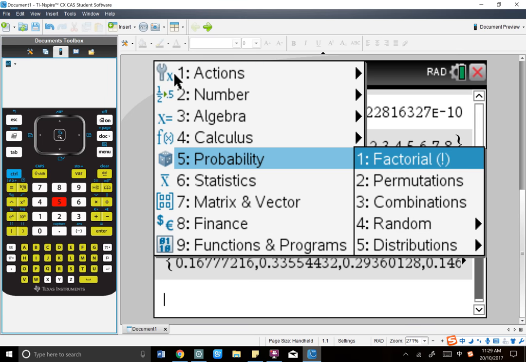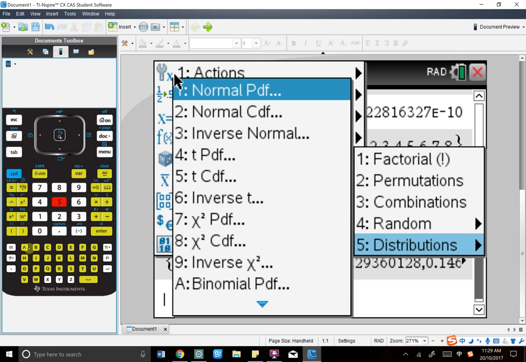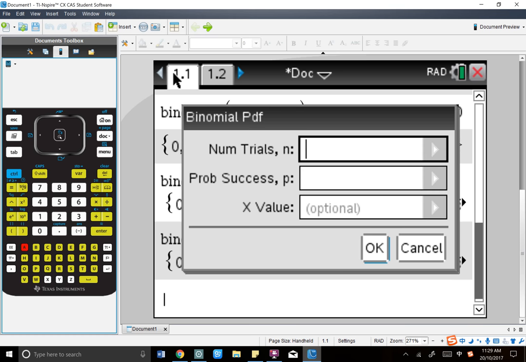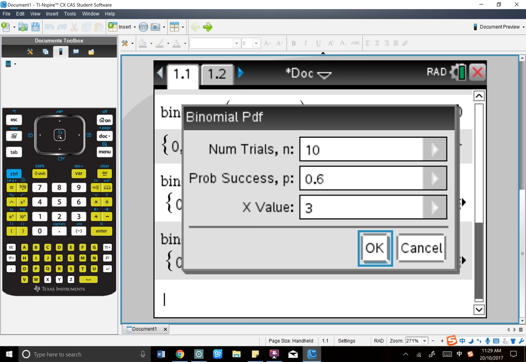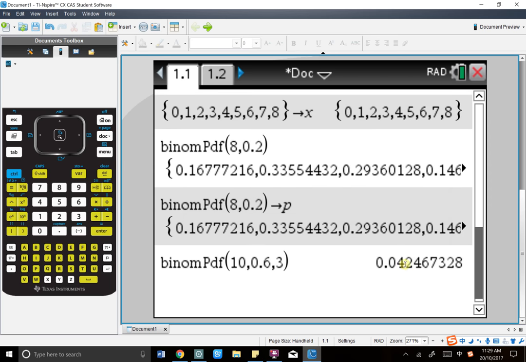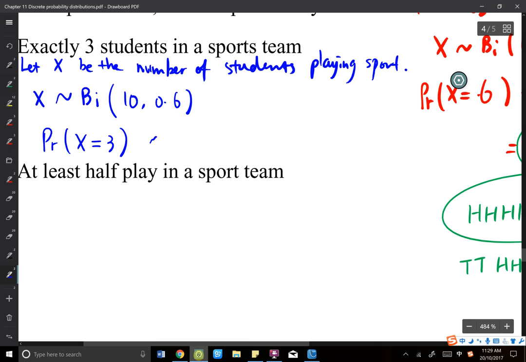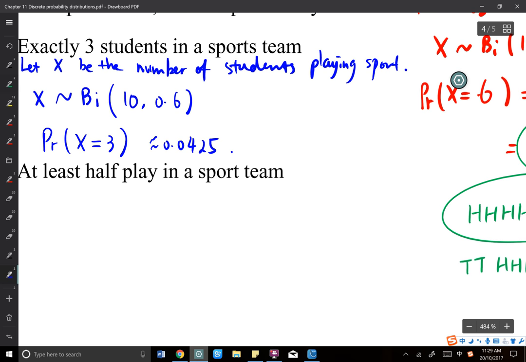Okay, menu 5, 5, well, mine's at A because it's a PDF, equals 3. So I have 10, 0.6, and 3. That's 0.0425. Okay, that's the probability if you ask 10 students, exactly 3 answer you, yes, I play in the sport team. So that's the probability.